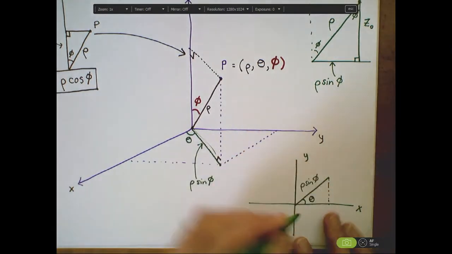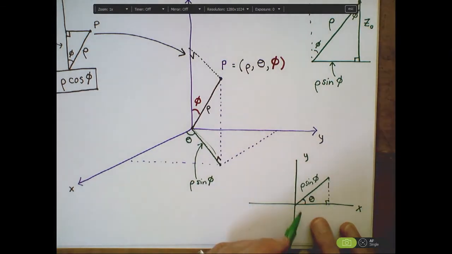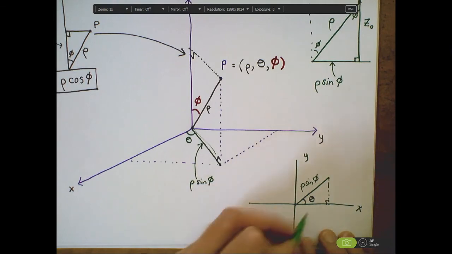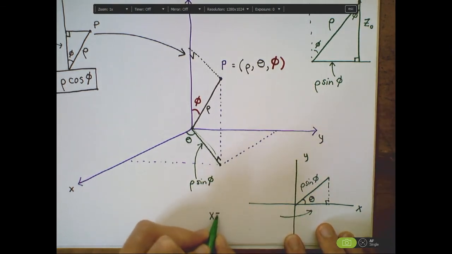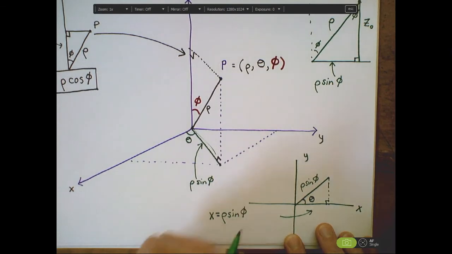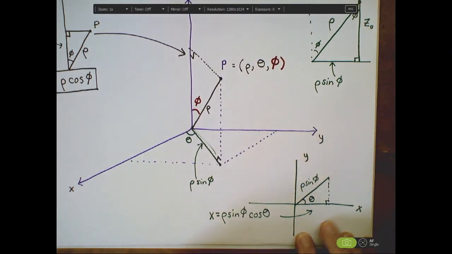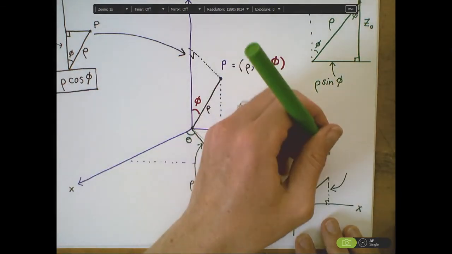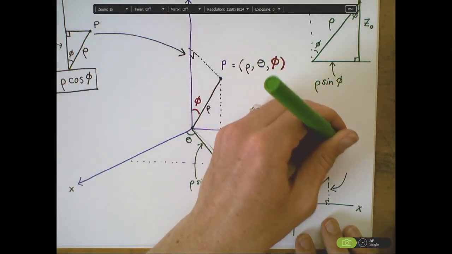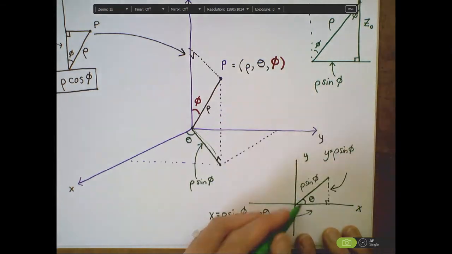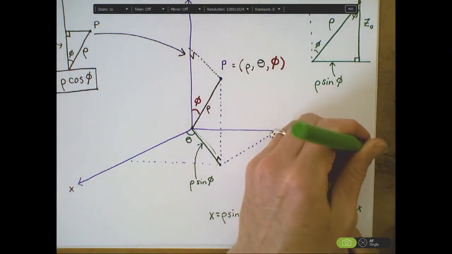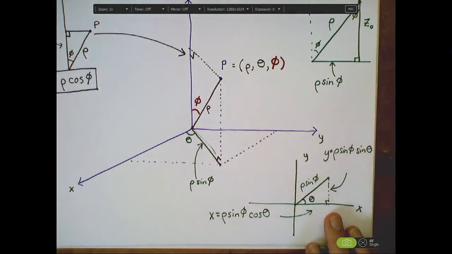And so that way, to figure out our x and y coordinates, we can also use triangle geometry and see that, aha, this length is going to be like the cosine of theta, but I have to multiply it by the hypotenuse length, which is rho sine phi, meaning that my x coordinate becomes rho sine phi times the cosine of theta. And my y coordinate becomes y equals rho sine phi, because that's the hypotenuse here, times the sine of theta, because the height of this triangle is the sine of theta.